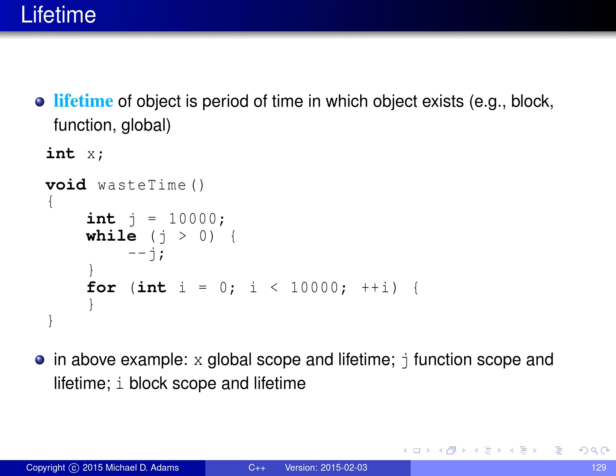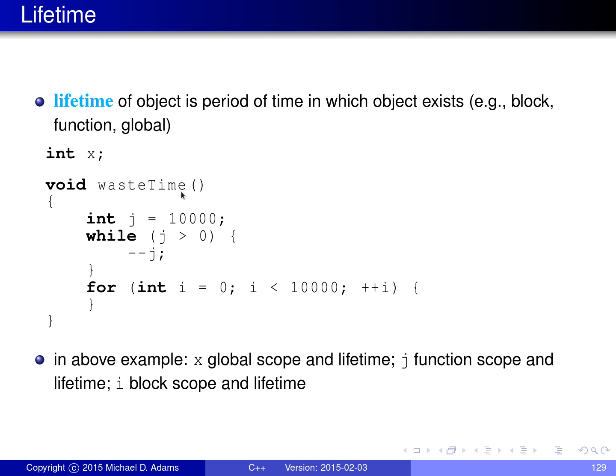At this point, I need to introduce the notion of the lifetime of a variable or object. The lifetime of an object is simply the period of time in which the object exists. So there's various different possibilities for the lifetime of the object. It might be just the block in which it's defined, or it could be the function in which it's defined, or it could be a global variable, in which case its lifetime is the entire duration of the program. So in the code example that's given on this slide, we have a global variable x of type int, so its lifetime would be the entire duration of the program.